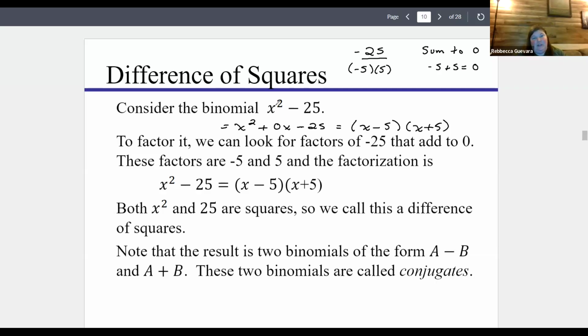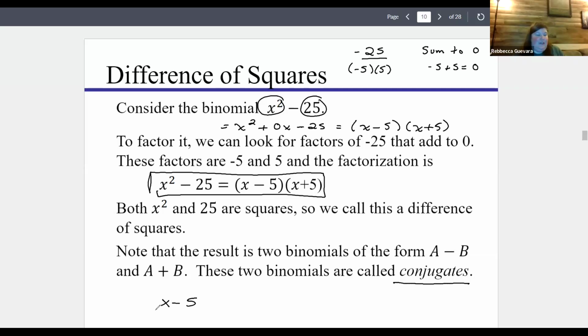Like I said, notice that this was a square and this was a square. This is 5 squared, x squared. That's why we say a difference of squares, because we're subtracting two squared numbers. But when we did that, we get this. So both x squared and 25 are squares, so it's called a difference of squares. Note the result is two binomials of the form a minus b and a plus b. We call these two binomials conjugates.